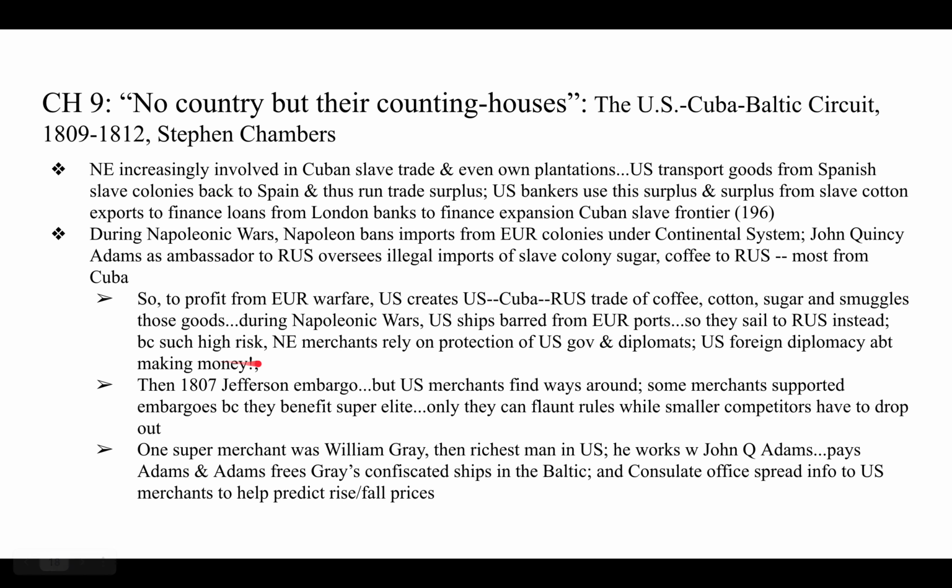But because this was such high risk, New England merchants relied on the protection of the U.S. government and diplomats, and military as well, I should say. So you have the U.S. military basically directly protecting private industry in the U.S., and the whole U.S. government involved in a giant smuggling operation, essentially, so that U.S. foreign diplomacy in this case is very clearly revealed to be just about making money.